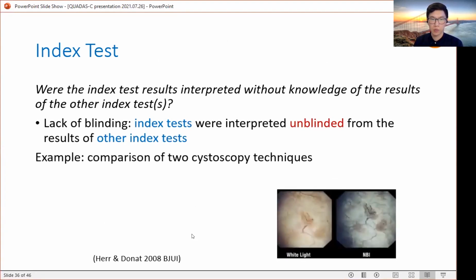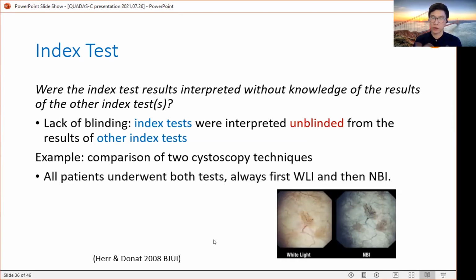Now there's an example study here, and this study compares two cystoscopy techniques for the diagnosis of bladder cancer. One is called white light cystoscopy, and the other is called narrowband imaging. Narrowband imaging, or NBI, is just using a different spectrum of light in the hopes of seeing the tumor better than just white light. Now, in this study design, all patients underwent both tests, so it was a fully paired design, and always first the white light and then the narrowband imaging.